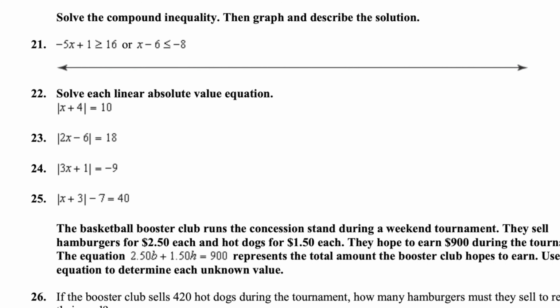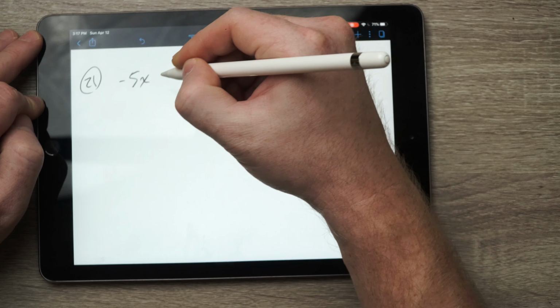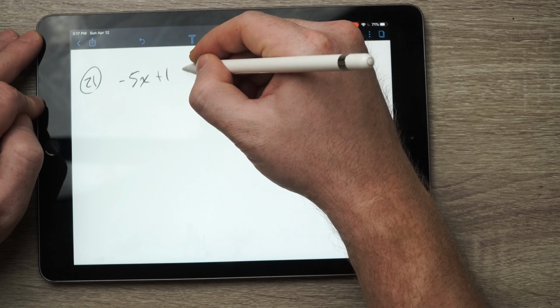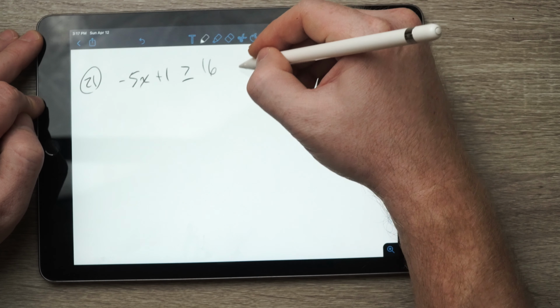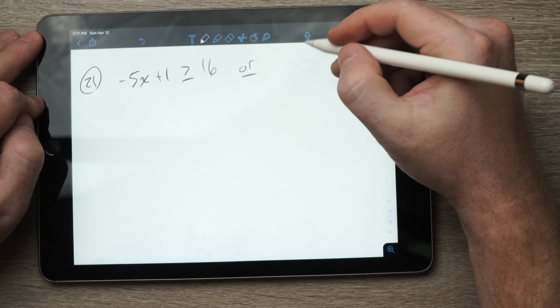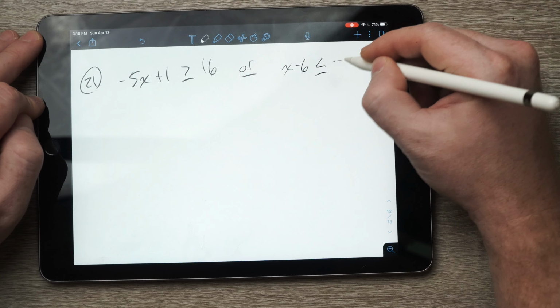So 21 says to solve the compound inequality and then graph and describe the solution. So we have -5x plus 1 is greater than or equal to 16, or x minus 6 is less than or equal to -8. Now let's just solve one and then we'll do the other.